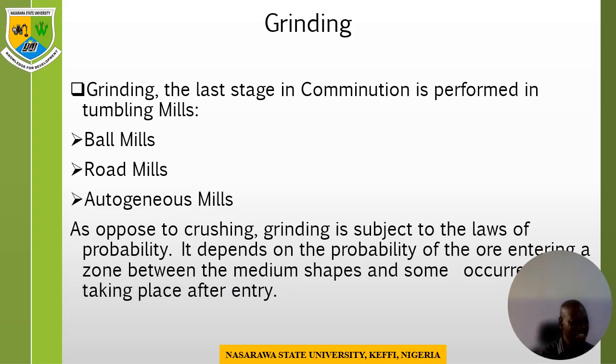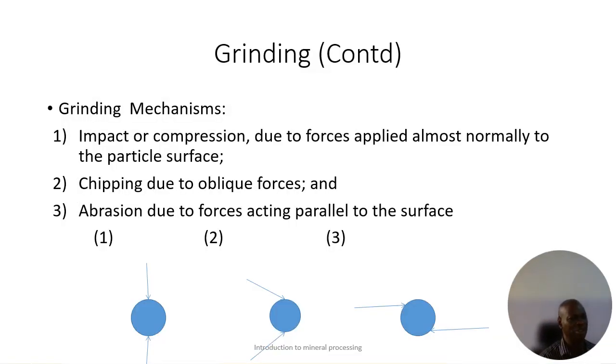Grinding is the last stage of comminution. It is performed through tumbling mills like ball mills, rod mills, or turbine mills. As opposed to crushing, grinding is subject to the law of probability. It depends on the probability of the ore entering the zone between the medium and the shape, and the occurrence that takes place after entering. So it's very, very important. The grinding mechanism is demonstrated here.